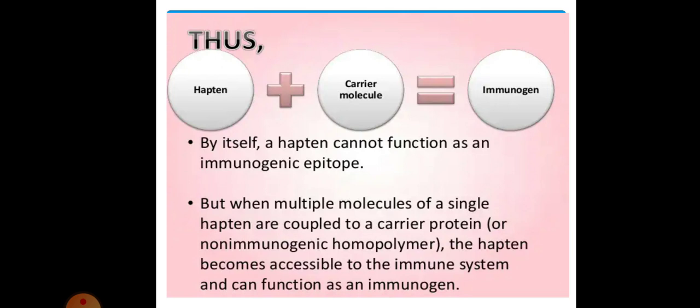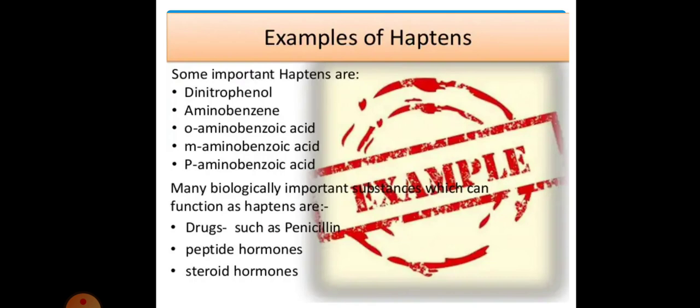But when multiple molecules of a single hapten are coupled to a carrier protein or a non-immunogenic homopolymer, the hapten becomes accessible to the immune system and can function as an immunogen. There are a few examples of haptens which are shown in this slide. Some examples are given here.